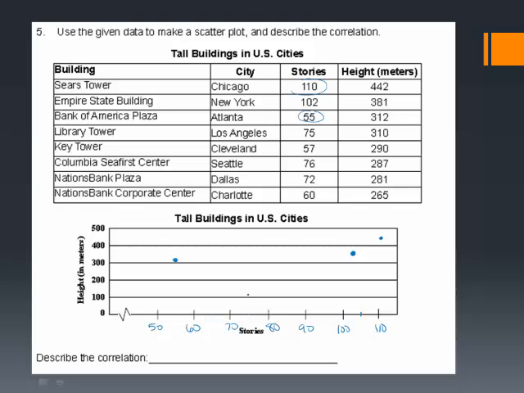75 is 310. 57 is just past the 55 mark, and we're at 290, so just under 300. 76 is at 287. 72 is at 281. 60 is at 265.